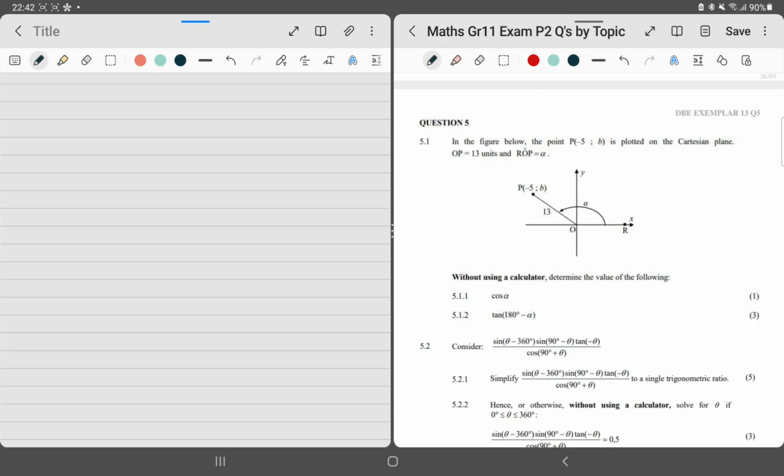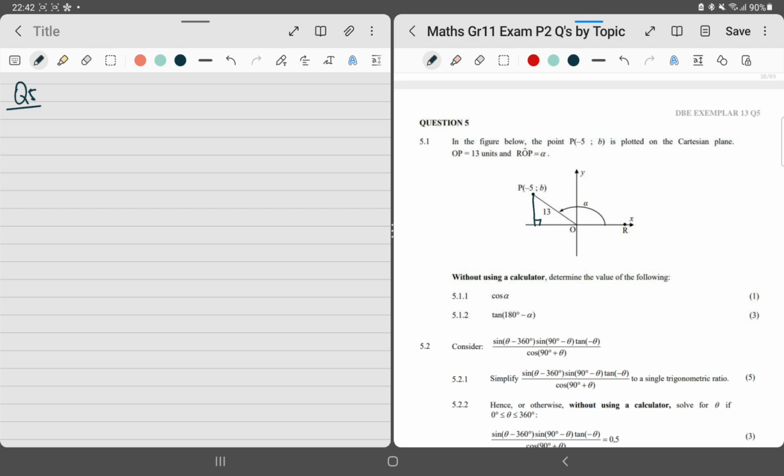This question is from the exemplar, 2013 Grade 11, Question 5. In the figure below, the point P(-5; b) is plotted on a Cartesian plane. OP is 13 units and ROP is equal to half.